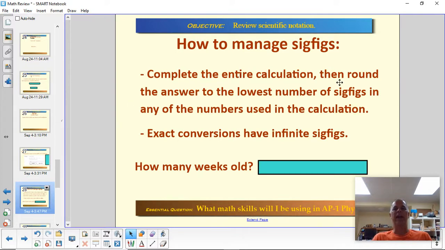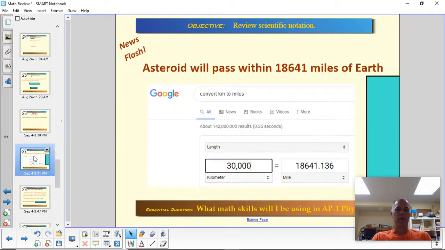You complete your entire calculation. However many numbers you're throwing into the equation, you use all the numbers you've got to the level of precision that you have. And then once you have a final answer, you round off your answer to the lowest number of sig figs that appeared in any of the numbers in the calculation. What? Okay, let me show you.